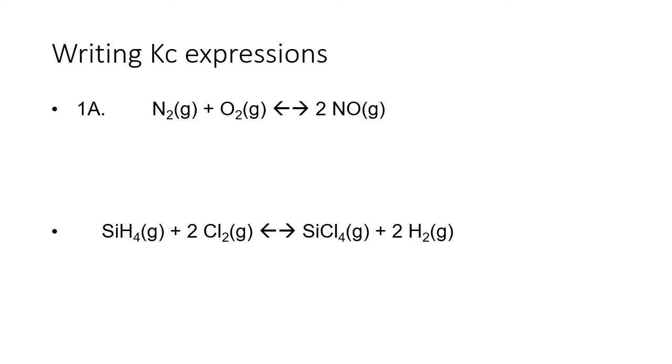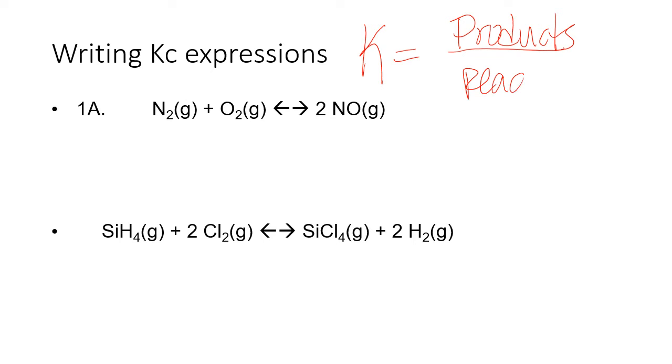Alright, so this video will be showing some examples for each of the sections in checkpoint 1 for kinetics and equilibrium. So let's get started. A reminder: our K for equilibrium is equal to our products over our reactants.